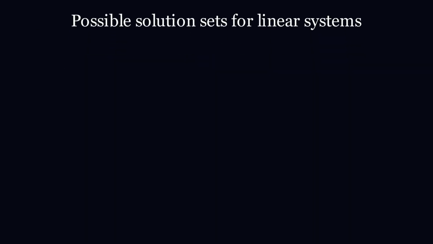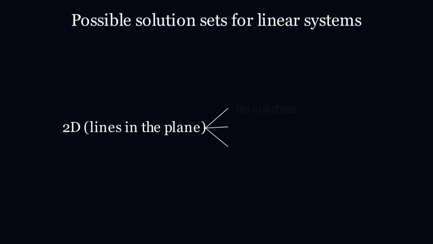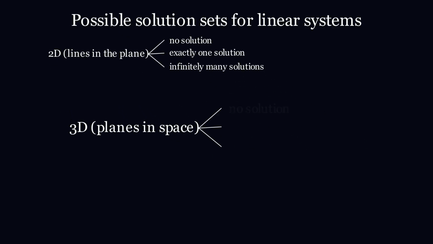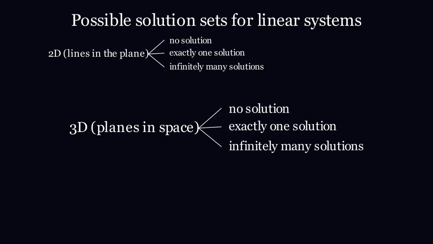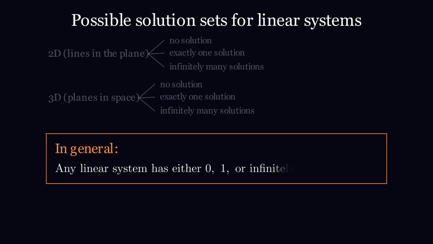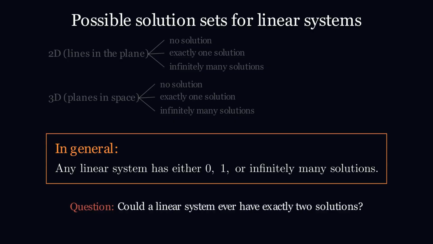All right, so let's recap quickly what we have seen so far. For 2D and 3D, we saw that the solution lies under these three categories. In fact, in general, any linear system has either 0, 1, or infinitely many solutions. So if we go back to the question we asked at the beginning about a system having exactly two solutions, the answer is always no. That can never happen for a linear system.